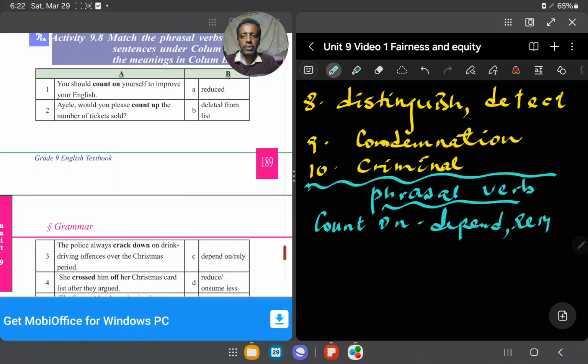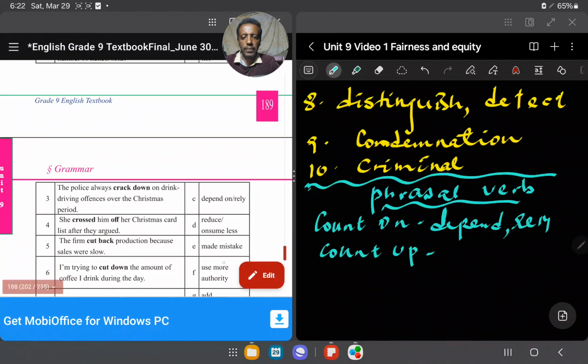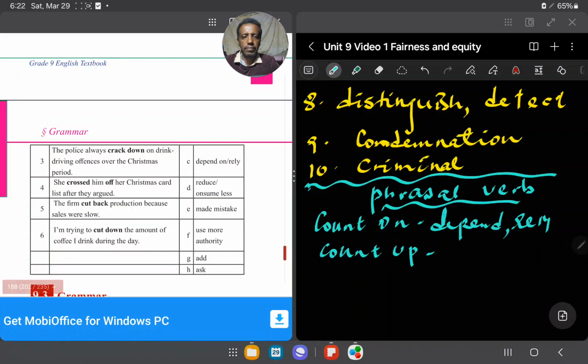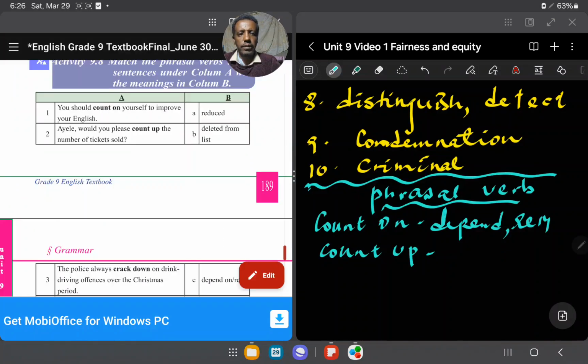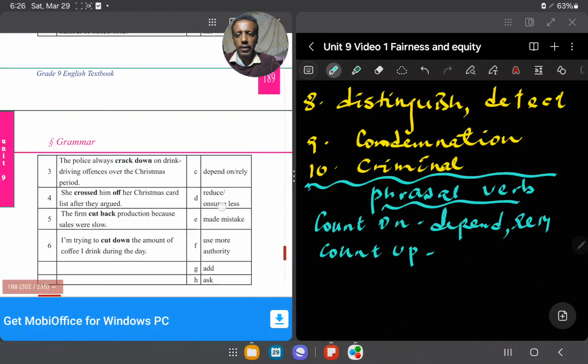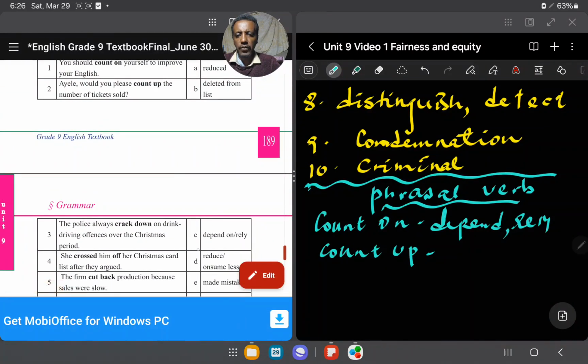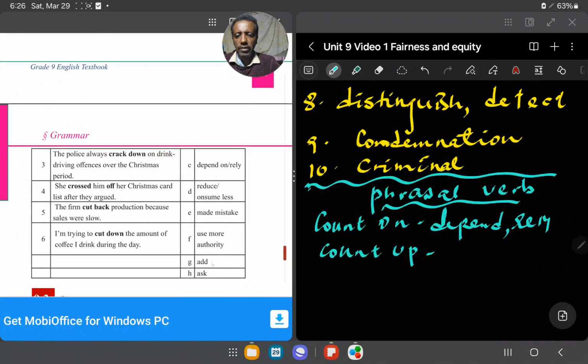Question number 2, Ayele, would you please count up the number of tickets sold? Count up, what does it mean? Count up the tickets. Look at the context carefully. So the right answer is G, that is at. Count up means at. Don't forget it.